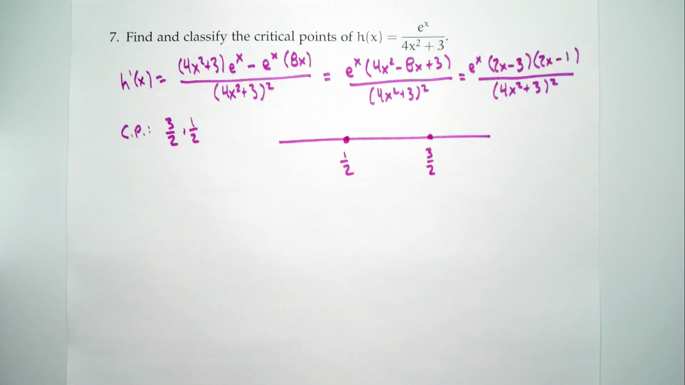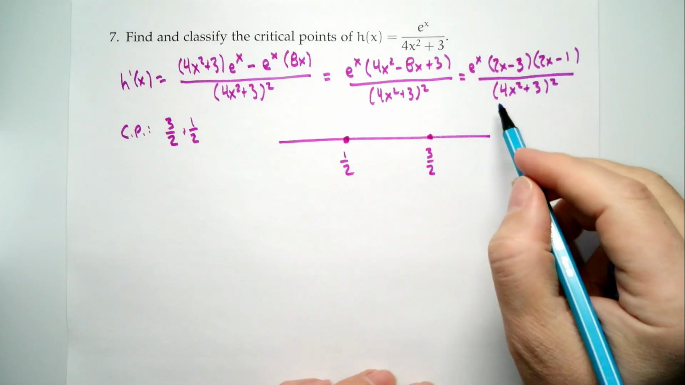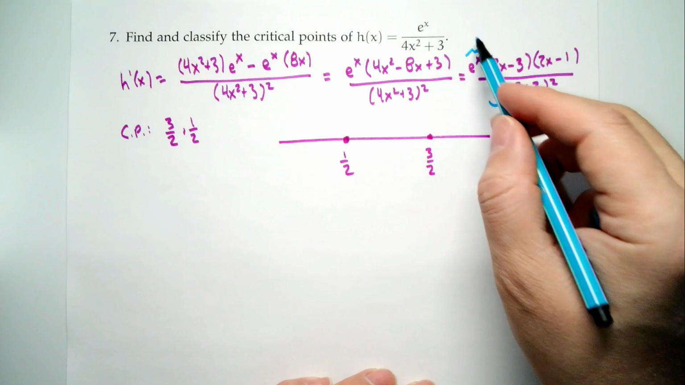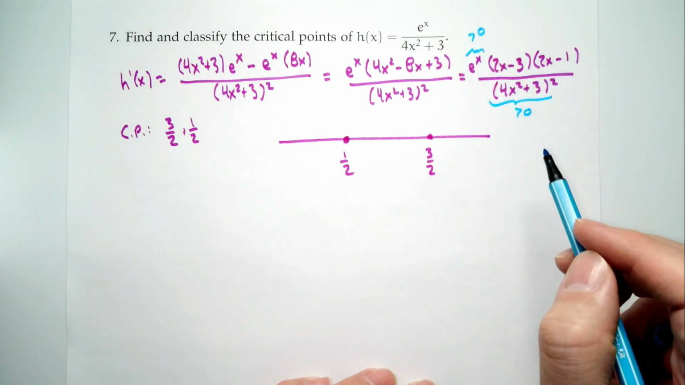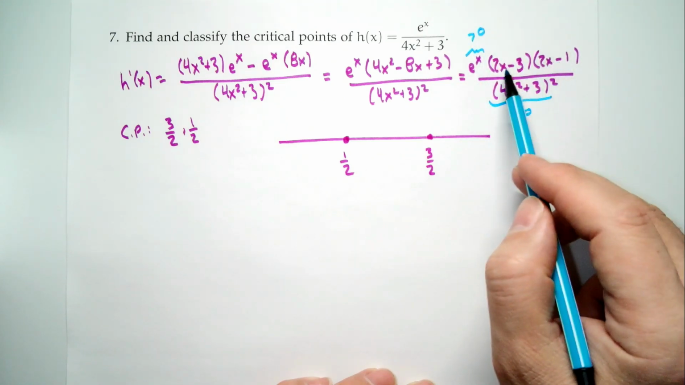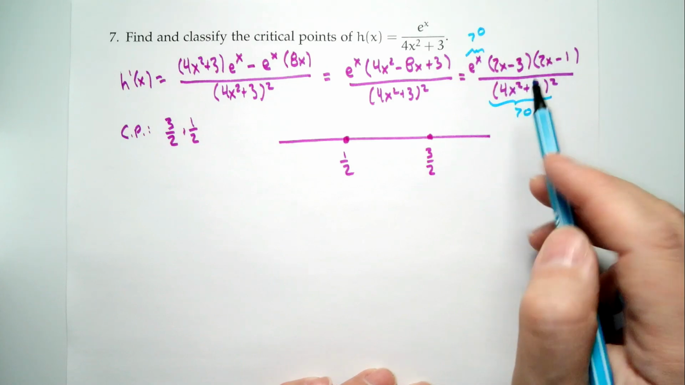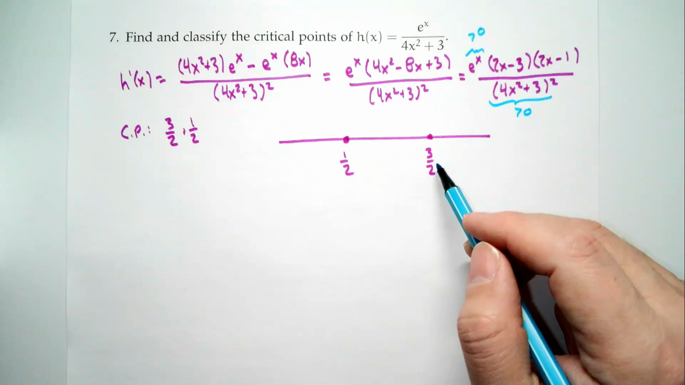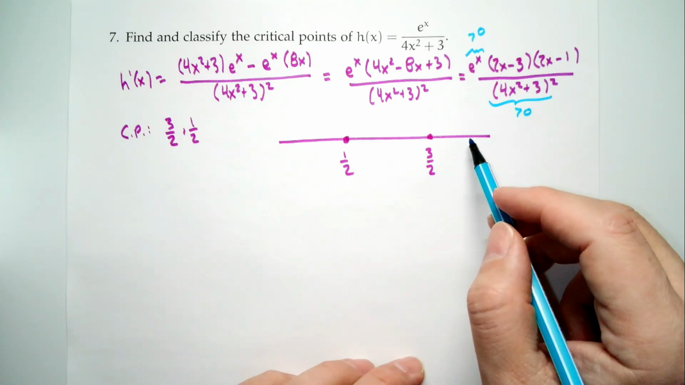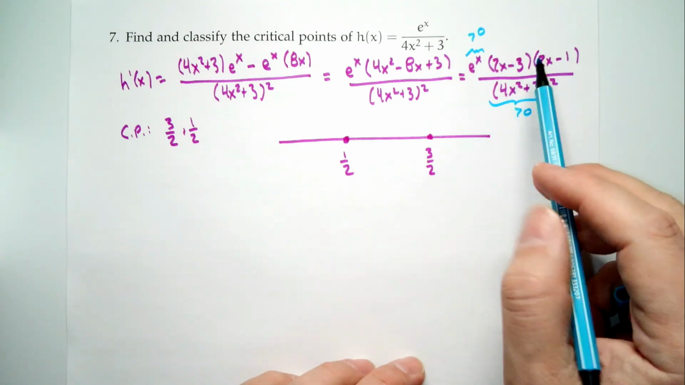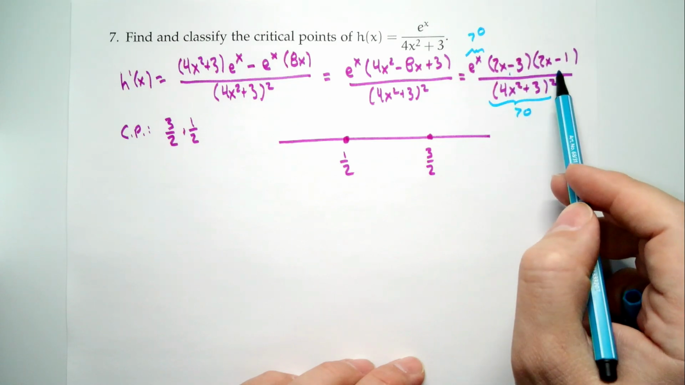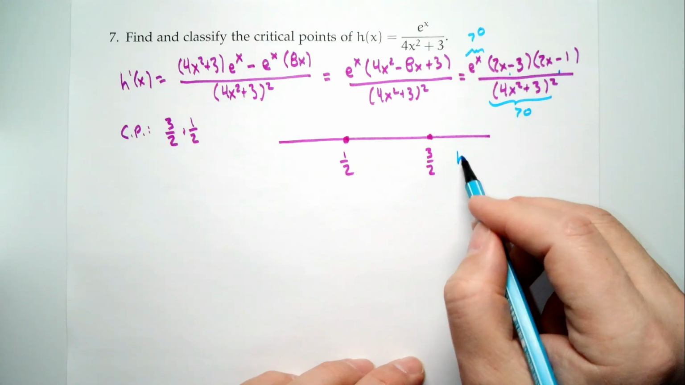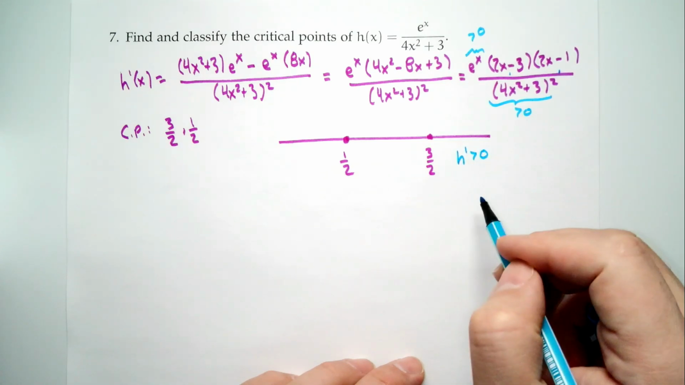Now let's just make a couple notes. This part down here is always positive. E to the x, that's always positive. So the sign will be determined by these 2 pieces. Okay, let's pick something bigger than 3/2, which by the way is also known as 1.5. So we could pick 2. Positive. So that tells us our derivative is positive.